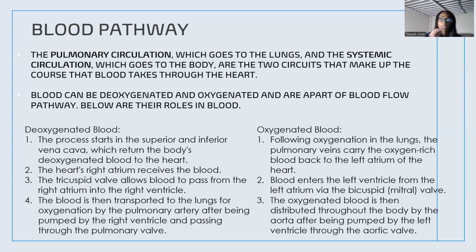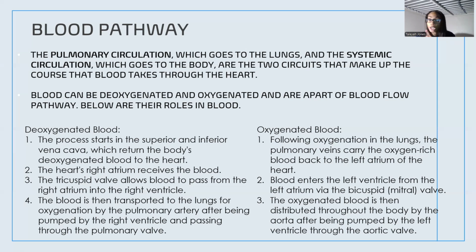The right atrium receives the blood, and then the tricuspid valve allows blood to pass through. It's a little valve between the right atrium and the right ventricle, and that is the valve which allows blood to go through. Then the blood is transported to the lungs for oxygenation by the pulmonary artery after being pumped by the right ventricle. It goes through the pulmonary artery, and that's where it gets oxygenated.